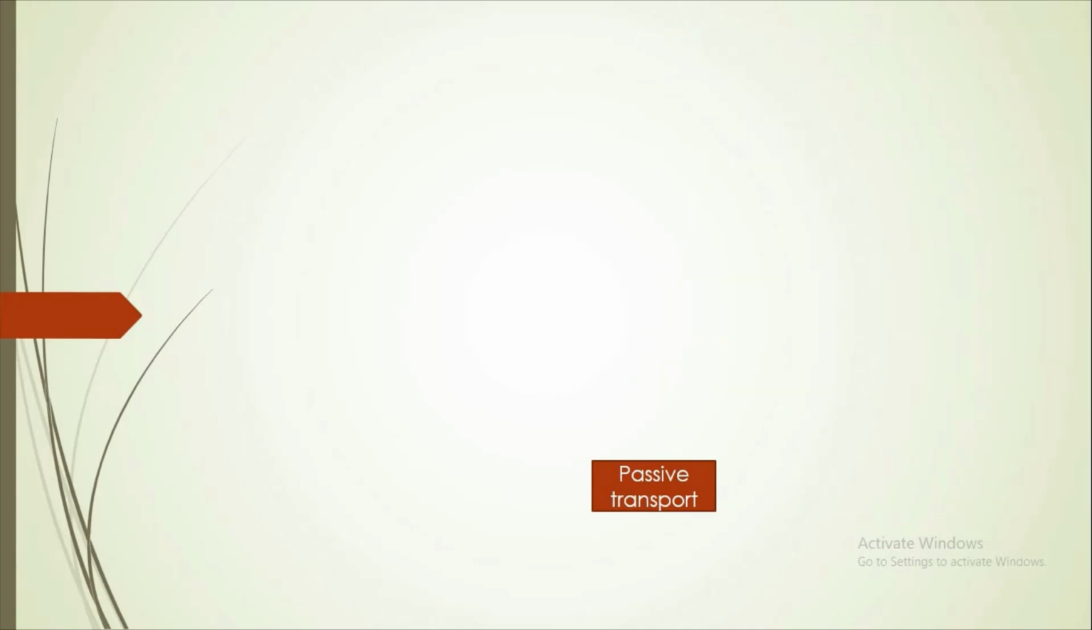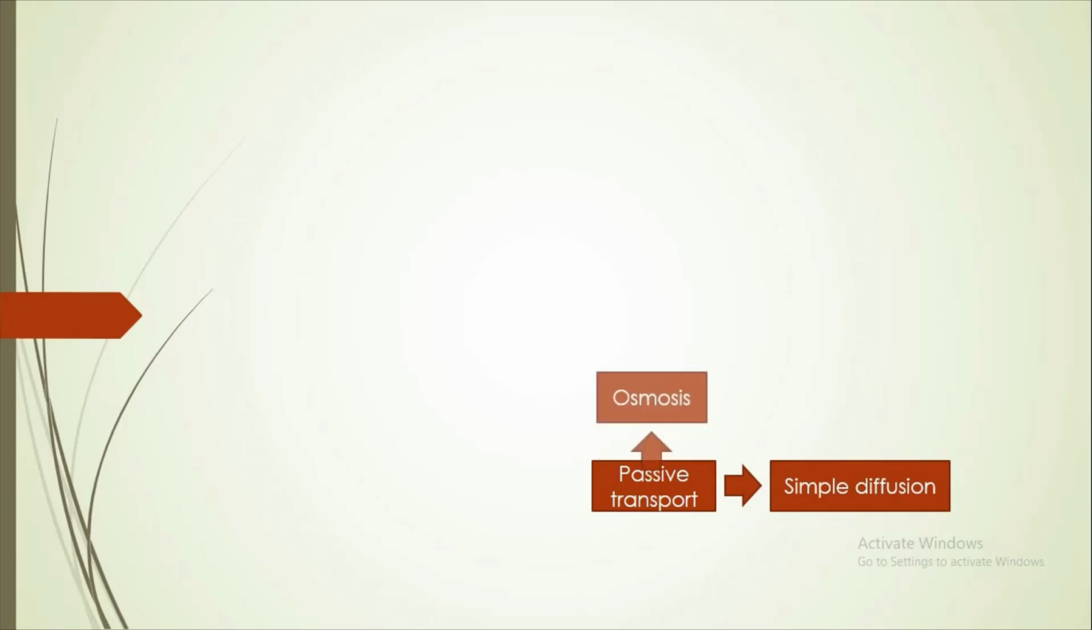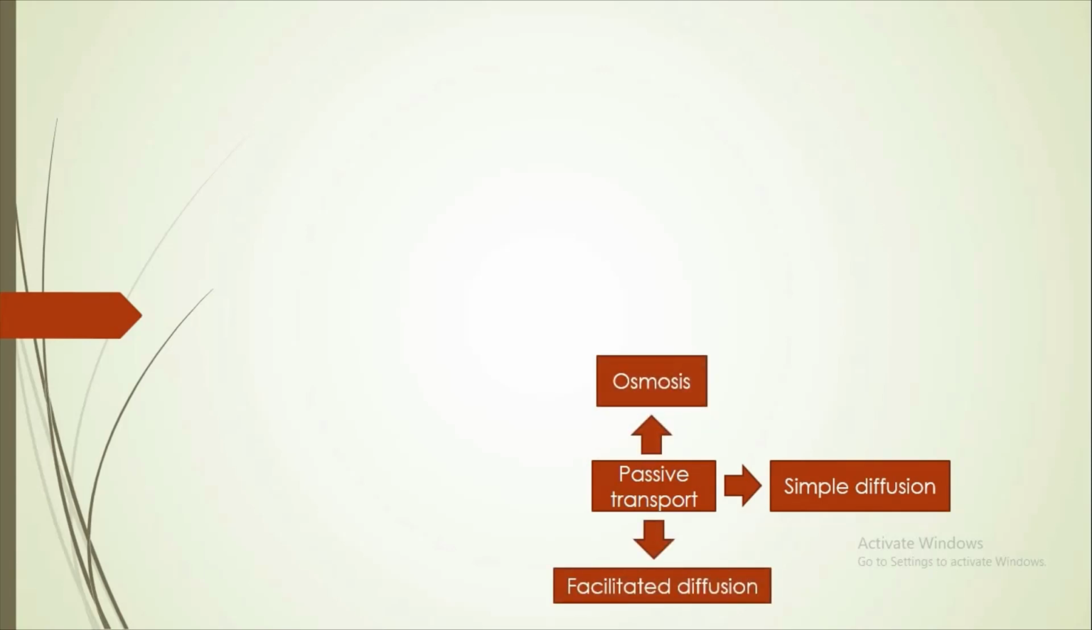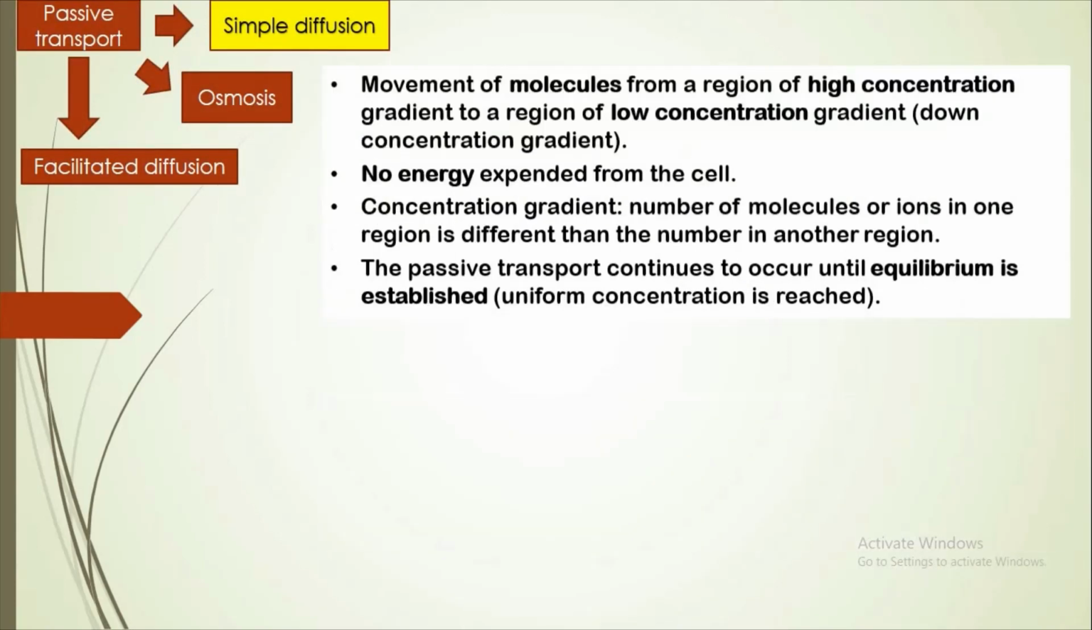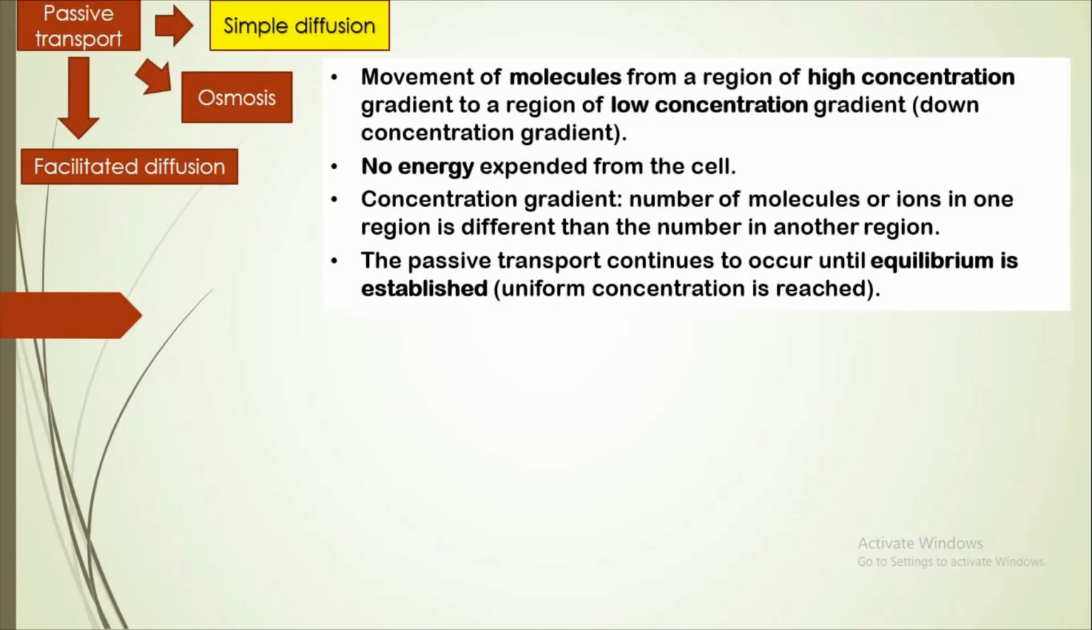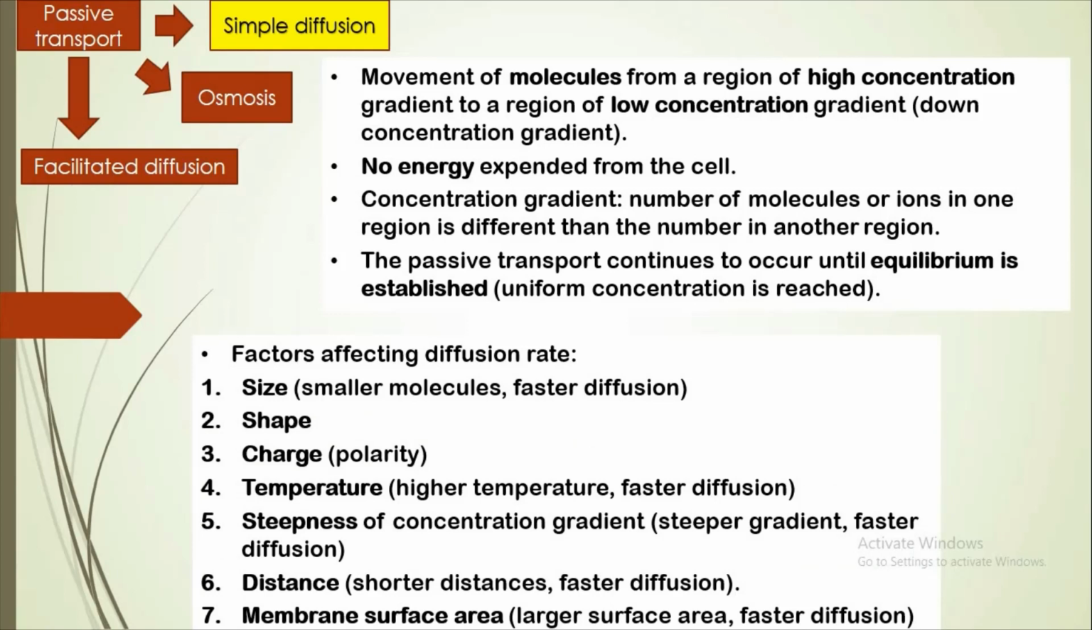First, we have the passive transport. Passive transport can be divided into three: simple diffusion, osmosis, and facilitated diffusion. Simple diffusion is the movement of molecules down the concentration gradient. No energy is required from the cell, and the process will continue to occur until equilibrium is established. Factors that affect the diffusion rate are size, shape, charge, temperature, steepness of the concentration gradient, the distance, and the membrane surface area.